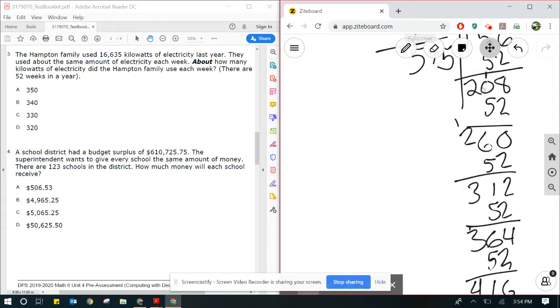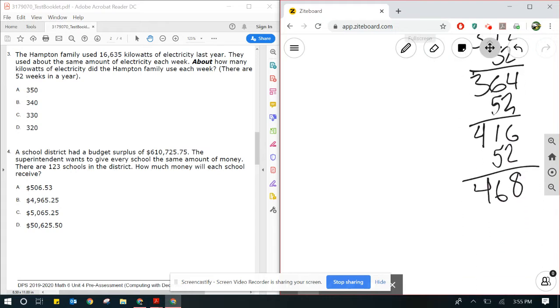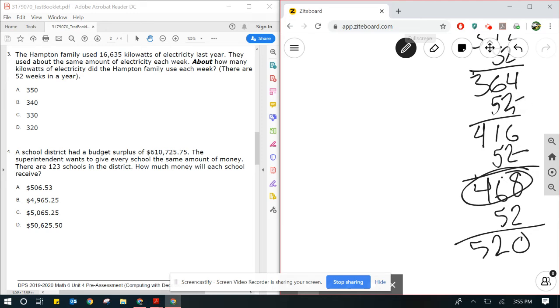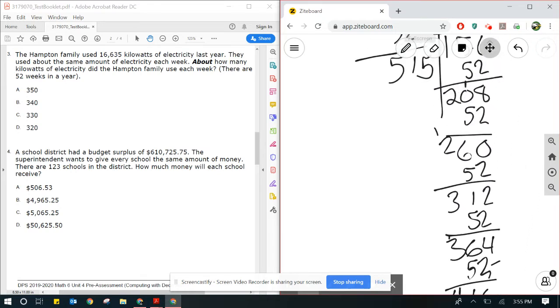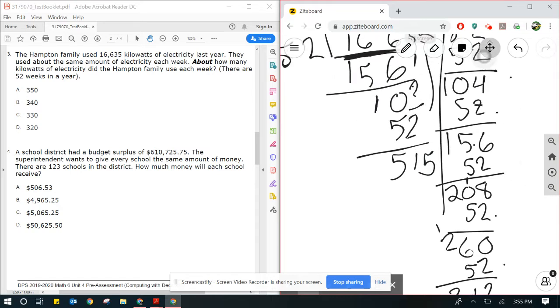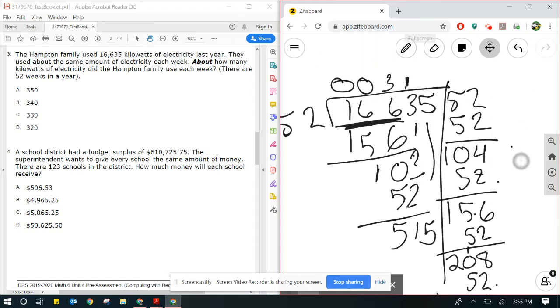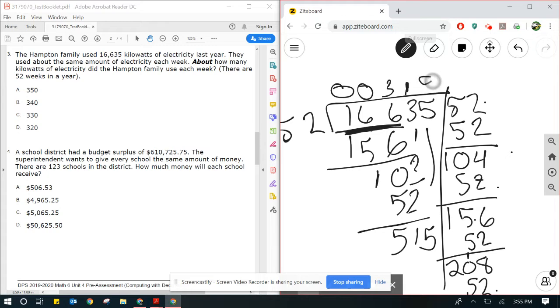515. I've already skip counted because I made that mistake. Oh, I need one more. So this is 52. We'll see if this works. 0, 1. That's 11, 12. Carry 1, that's going to be 5, 520. So 515 is actually going to be too much. So we go back 1. So I've got 1, 2, 3, 4, 5, 6, 7, 8, 9. So this is going to be a 9.